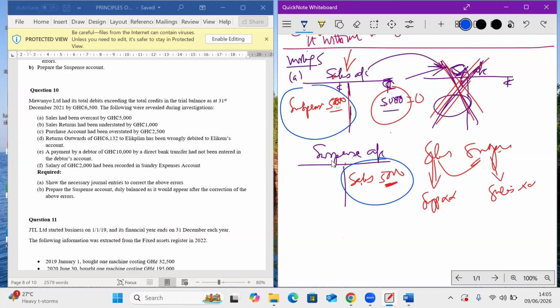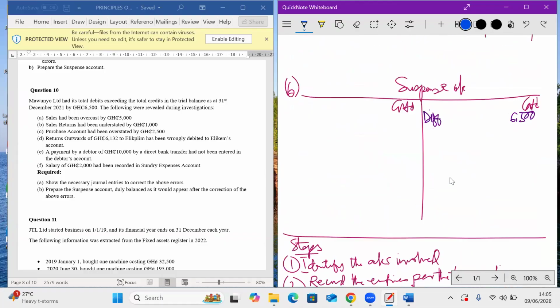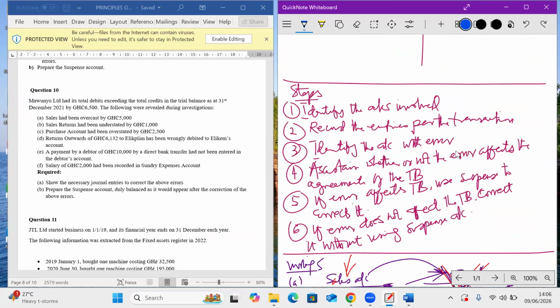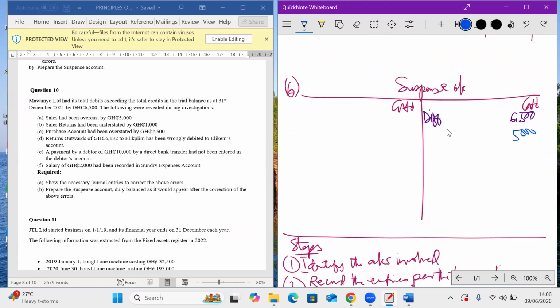In the suspense account, was it on the debit side or credit side where I recorded the figure? Credit side. So I'll go to the parent's account, and I'll write the 5,000 on the credit side. What is the name of that 5,000? Which account is linked to the 5,000? Sales. So I'll go there and record the 5,000 in Sales.